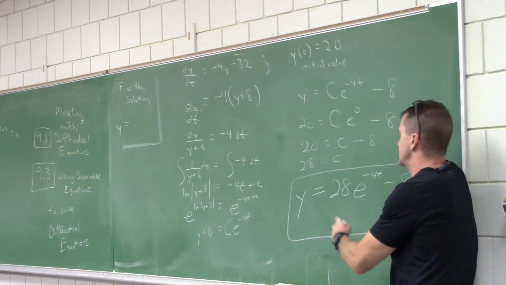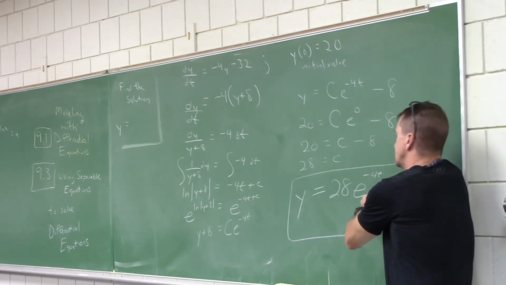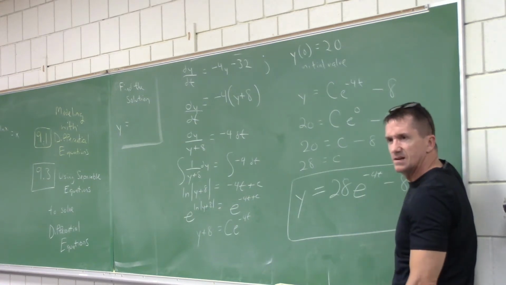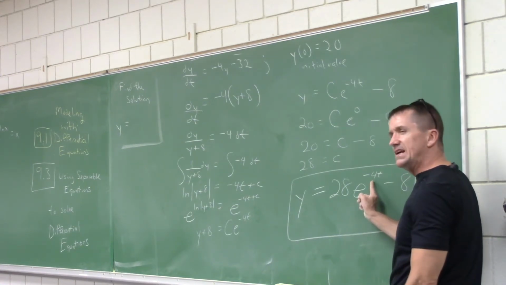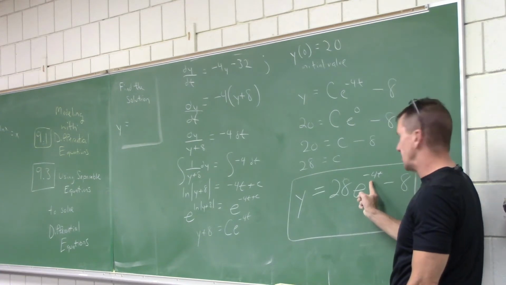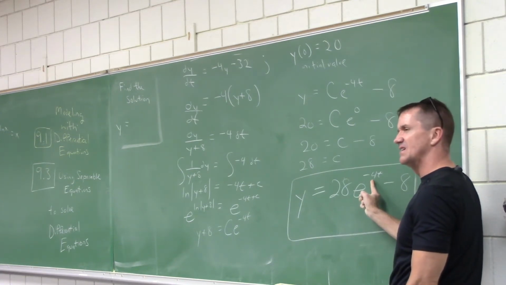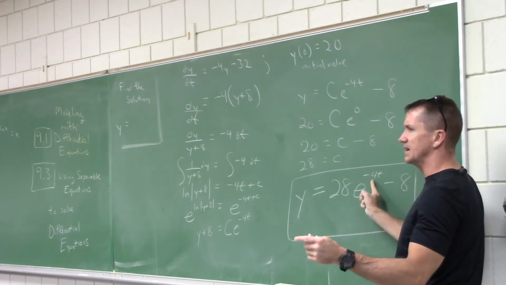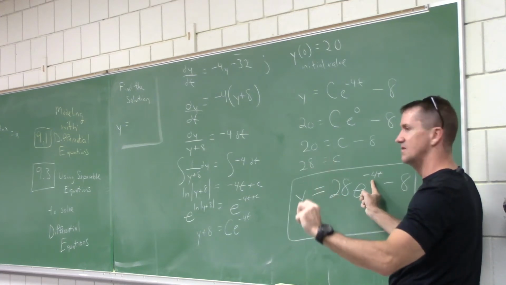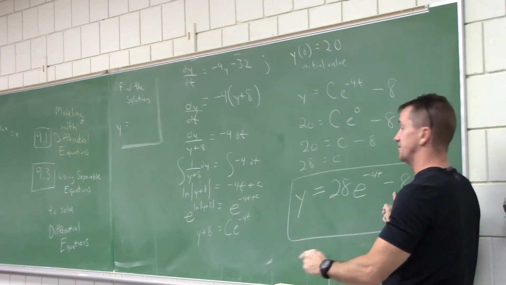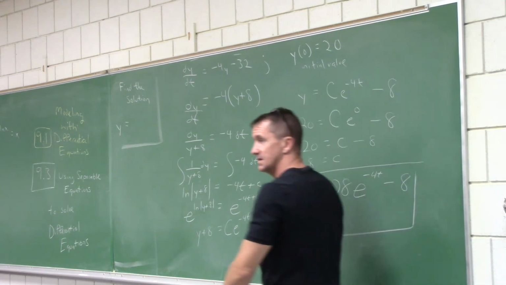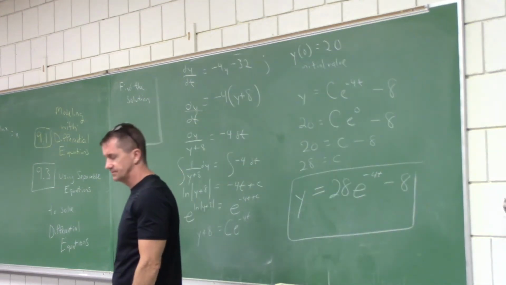Hey, I'm just going to extend this question. What would happen to this expression as t goes towards infinity? Remember, that would be e to the negative infinity, which is 1 over e to the infinity, which would approach 0. So 0 minus 8. As t approaches infinity, this would approach a what? A negative 8. Cool. Awesome.